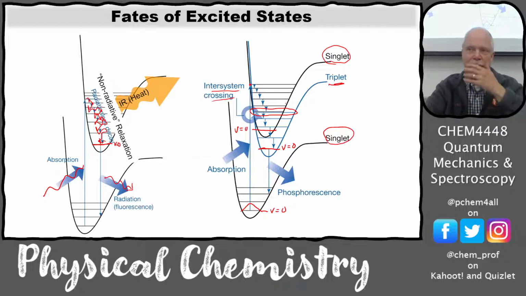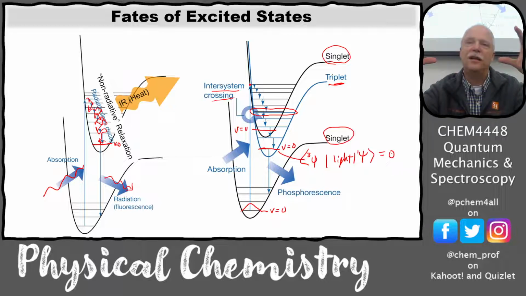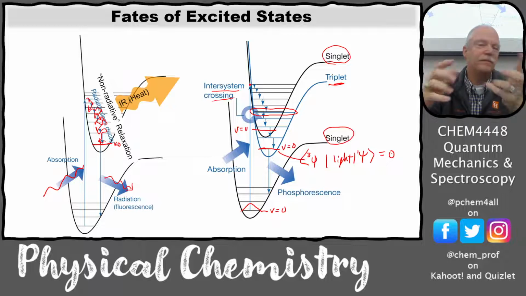In the triplet electronic state, there it's stuck because the transition dipole moment between this wave function, psi, let's put a triplet up here, and light, and the singlet, is equal to 0. So when I say it's forbidden, if you did that transition dipole moment integral, you would get 0. So it can't emit light, but it does.